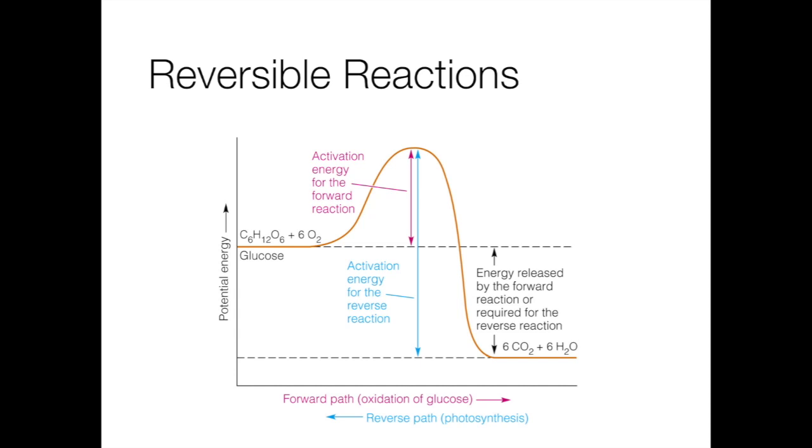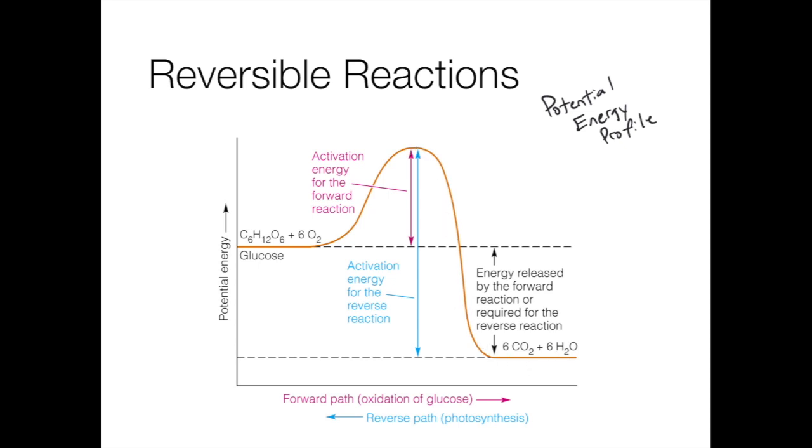Take a look at this picture. It's the same old potential energy profile which we've seen before, which shows us the activation energy of a reaction in the forward direction. We take glucose and oxygen, there's a little bit of activation energy. In fact, all reactions require activation energy in order to perform. And in this case, the activation energy is represented by this purple, pink, magenta arrow. The activation energy achieves a maximum, and then the reaction can proceed to products.